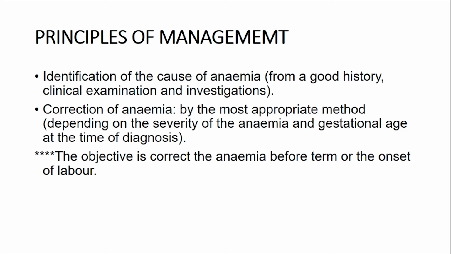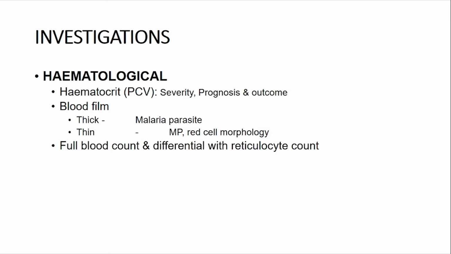What are the principles of management of anemia? Identification of the cause is crucial for the management of anemia, and this can be gotten from a good history, clinical examination, and investigations. Correction of anemia by the most appropriate method depends on the severity of anemia and the gestational age at the time of diagnosis, and the objective is to correct the anemia before term or before the onset of labor.